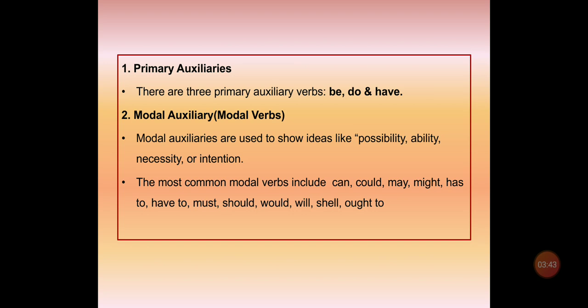Now come to the modal auxiliary or the modal verbs. That is our main topic today. Modal auxiliaries are used to show ideas like possibility, ability, necessity, or intention. The most common modal verbs include can, could, may, might, has to, have to, must, should, would, will, shall, ought to.